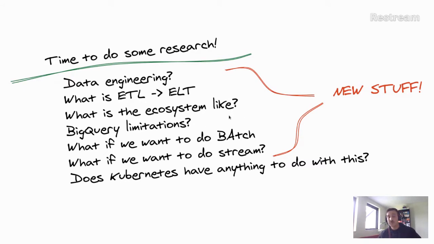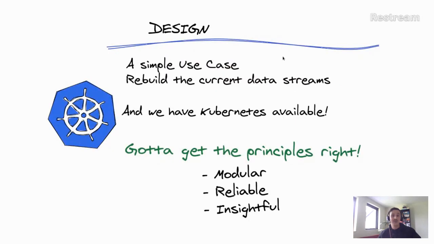But I mean, at a certain point, there was enough information to start working on a design. So we basically had a simple use case, right? We wanted to rebuild the current data streams. Simplify it, just needs to run, and we have Kubernetes available. But the most important thing was that whatever we started to build, we had to get the principles right. So the principles of good software engineering: it had to be modular, it had to be reliable, it had to be insightful, version control, all that kind of stuff.